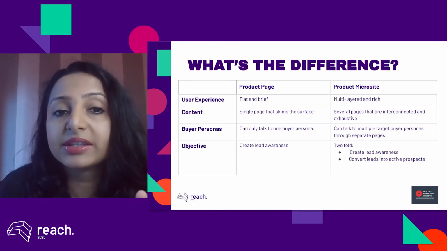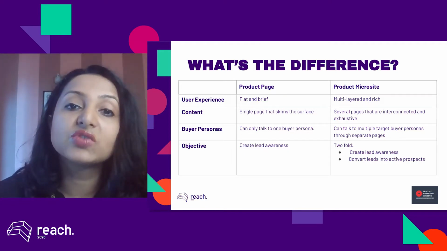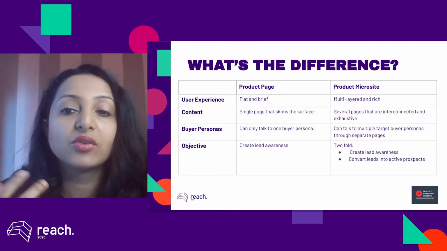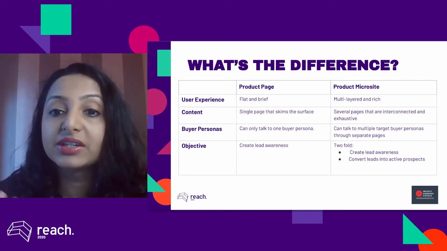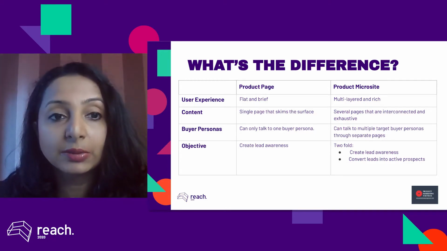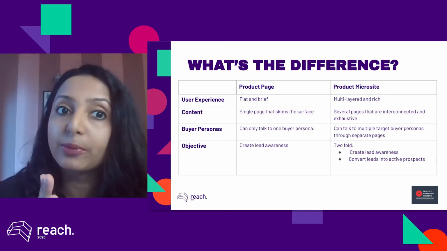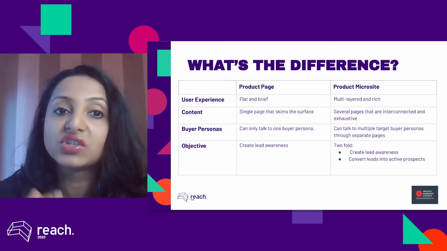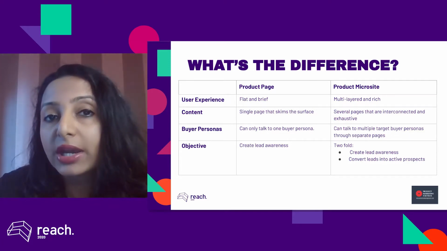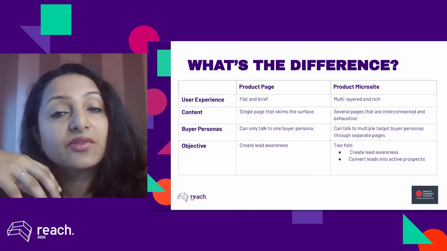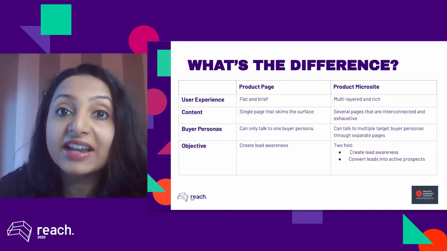So what's really the difference between a product page and a product microsite? A product microsite is very multi-layered. It's very rich and exhaustive in terms of its content. There are several interconnected pages, one leading to another, and it can talk to multiple buyer personas. Through separate pages, you can use distinct language and distinct messaging. With a product page, you're really only trying to create awareness, but with a microsite, you're trying to create awareness and really turn your leads into active prospects.